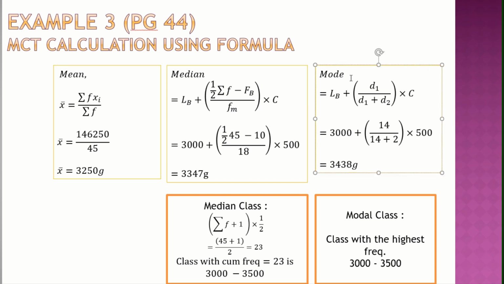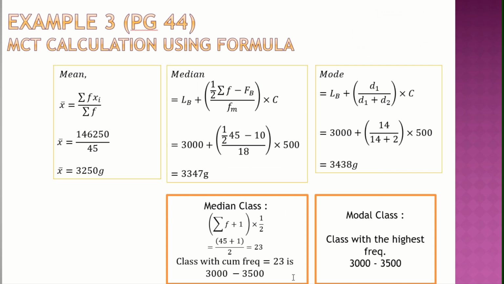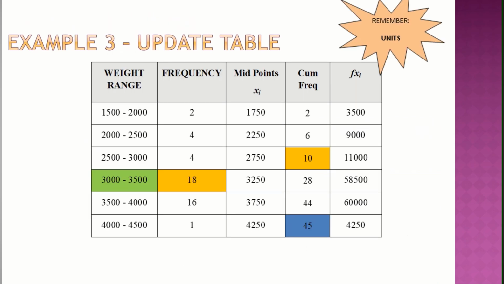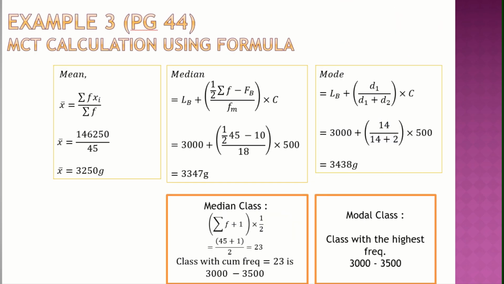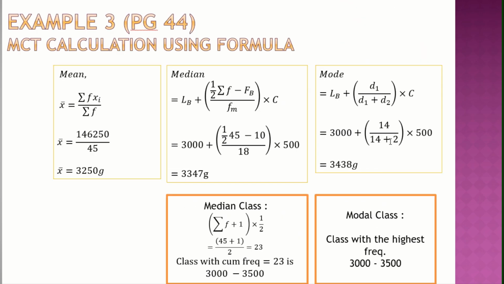How to find modal class? Okay, so go back to your table. What is mode? The one with the highest frequency, which is this. So my modal class is 3000 to 3500. Now we are going to apply the formula. Lower boundary is 3000 plus, what is D1? All lowercase, right? So we're talking about frequency. D is difference. So D1 is the difference of frequency before my modal class, which is 18 minus 4. So D1 is 14. D2 is the difference after, 18 minus 16, which is 2, times 500.